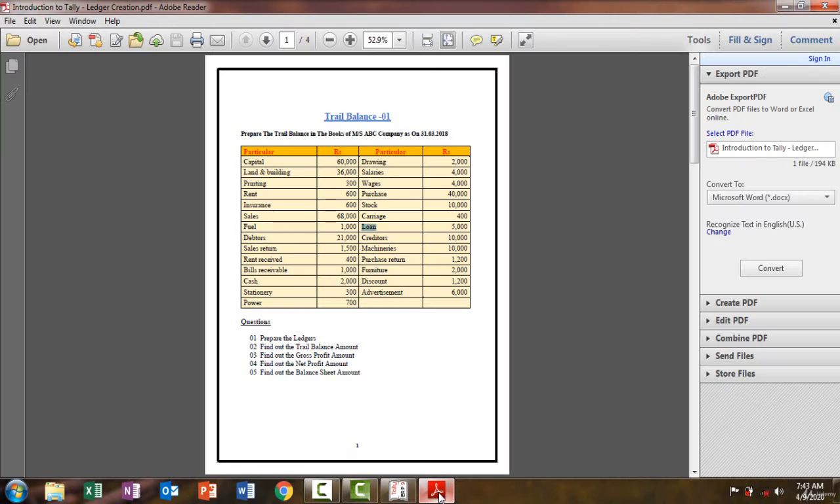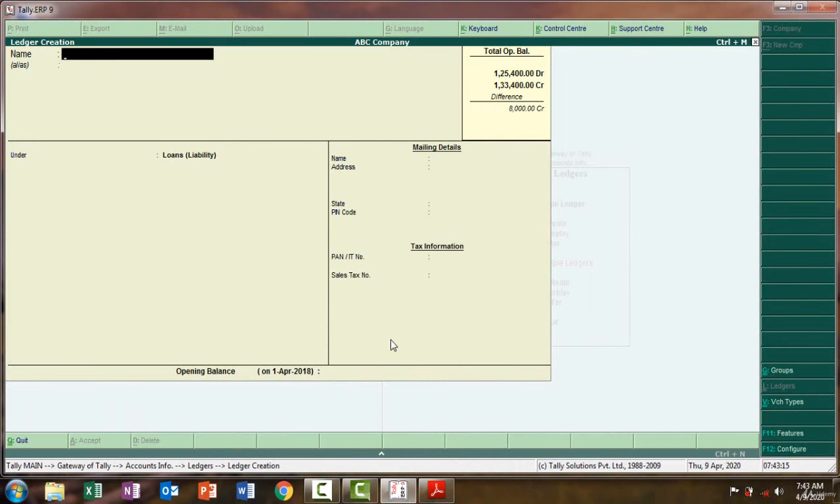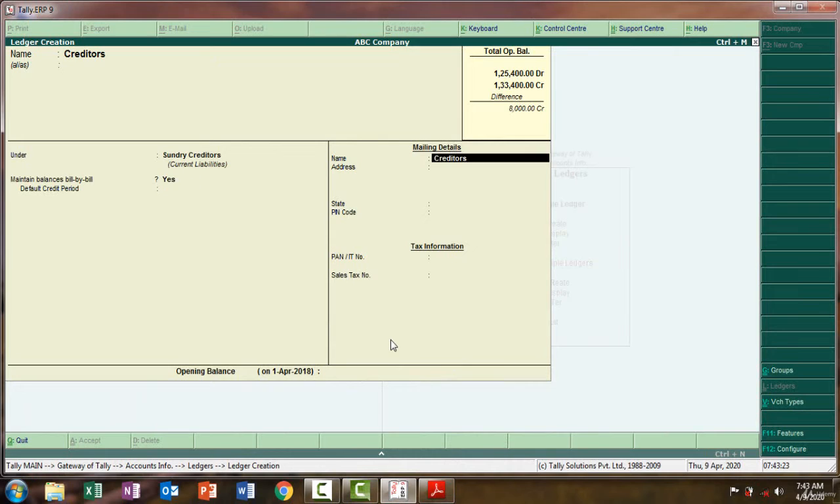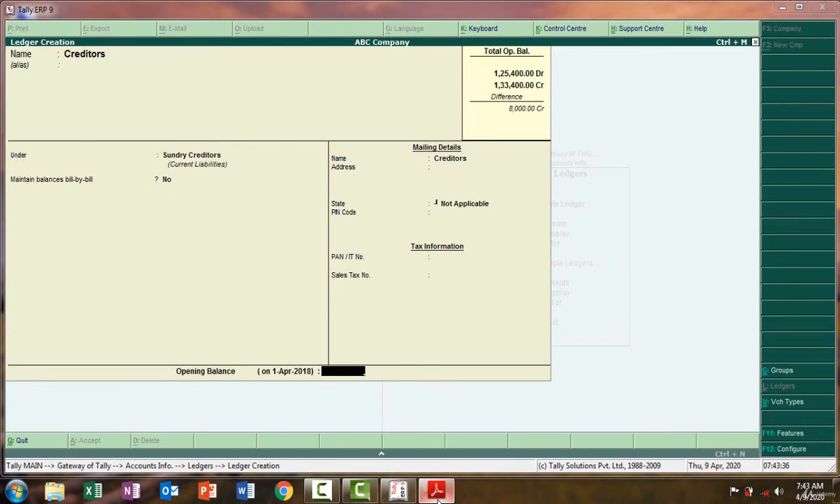The next one is creditors. Creditors we have to choose under the Sundry Creditors. Sundry Creditors. It's a current liability. Maintenance bill we can put, no. Okay, and the creditors amount is 10,000.